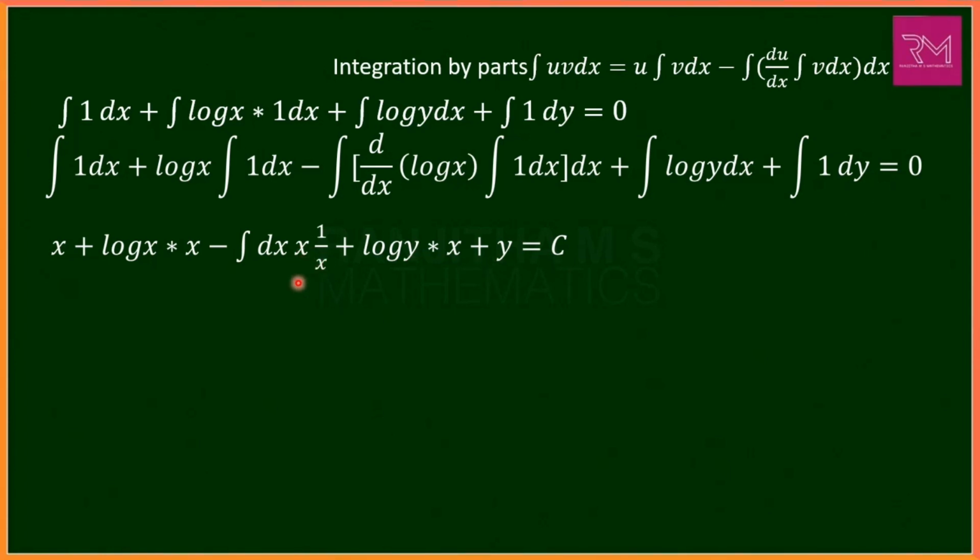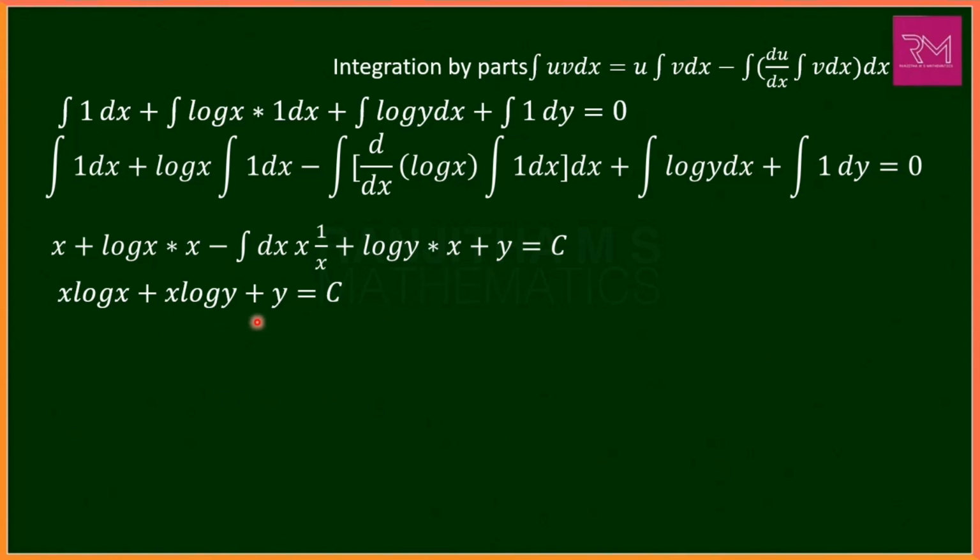Here x and x get cancelled, the remaining is minus the integral of 1 dx. We know that the integral of 1 dx with respect to x is x, hence we get plus x, and here we have minus x. Cancelling plus x and minus x, the remaining is x into log x plus x into log y plus y, which is equal to c.